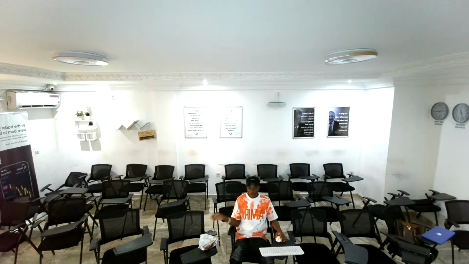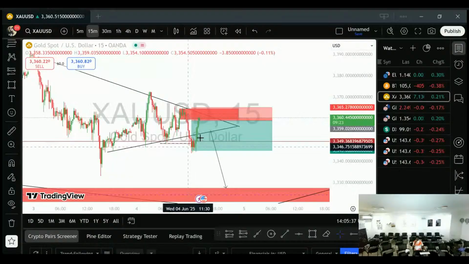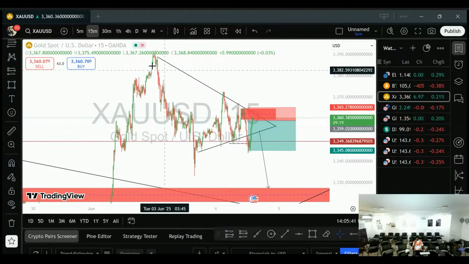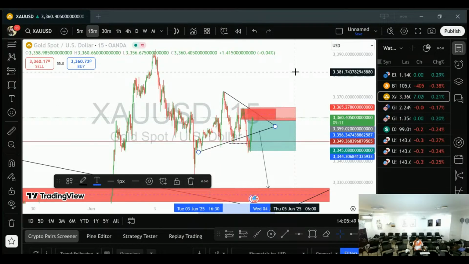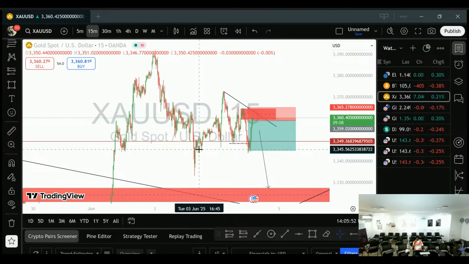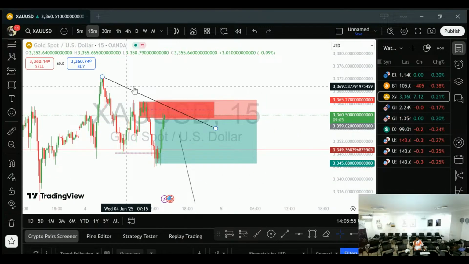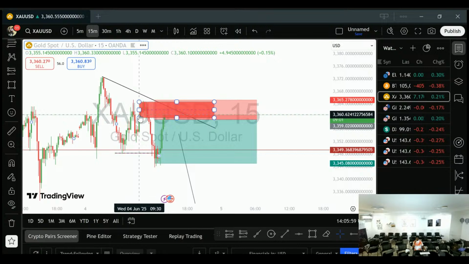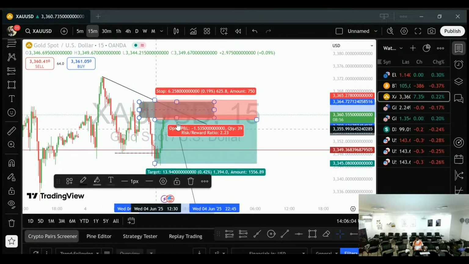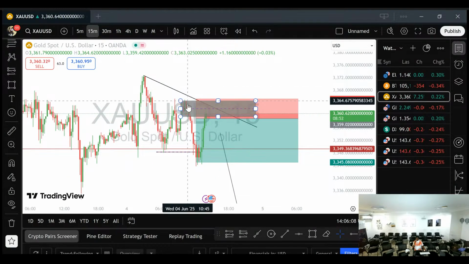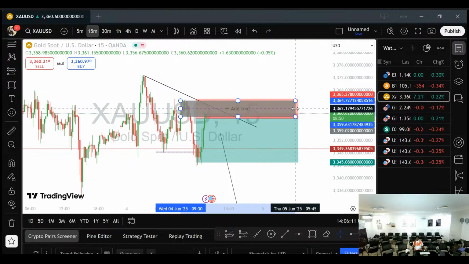Okay, guys, so that is that for gold. Is everything okay on gold, please? I don't know why my screen is not showing. I'm already sharing my screen. This is gold. This is what I'm seeing on gold.